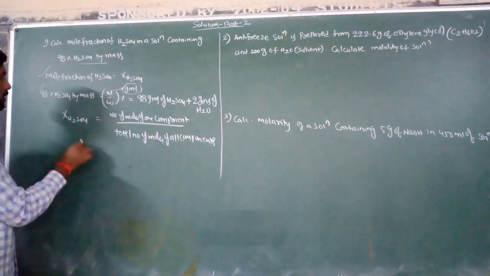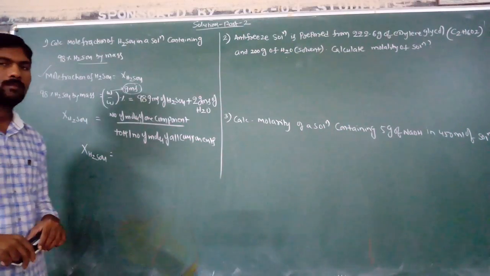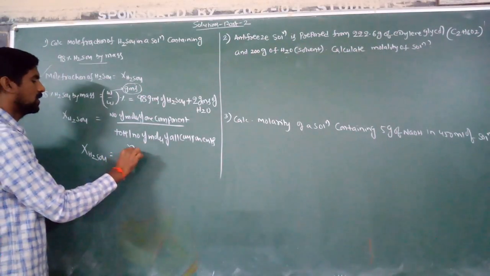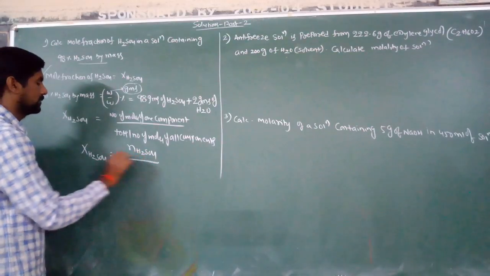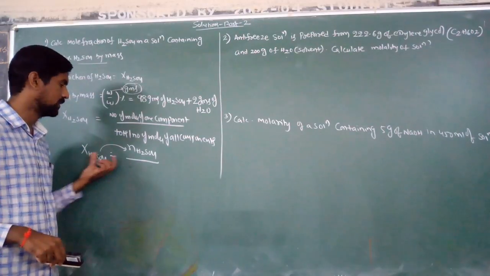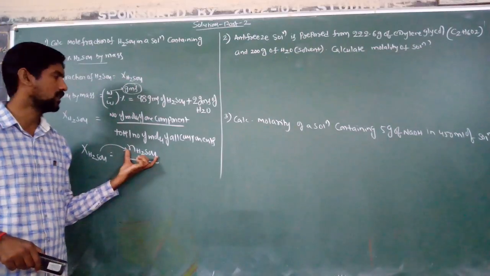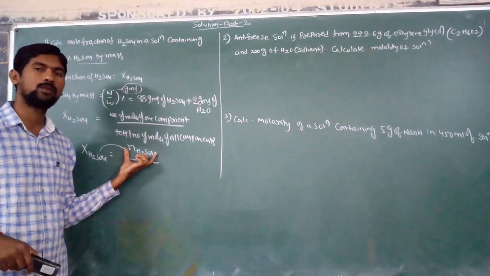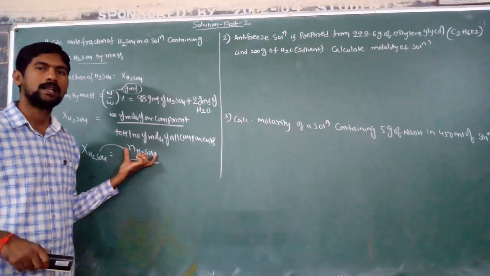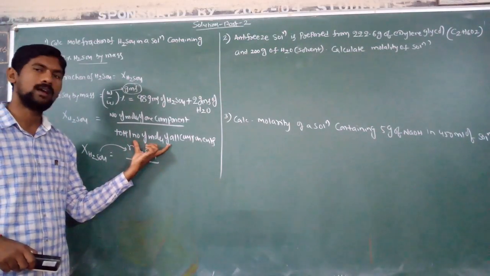So here, in the problem, we have to find the mole fraction of sulfuric acid. Therefore in the numerator we take that component, the number of moles of one component. Which component do we need the mole fraction of? Sulfuric acid. So in the numerator we take the number of moles of sulfuric acid, divided by the total number of moles of all the components.